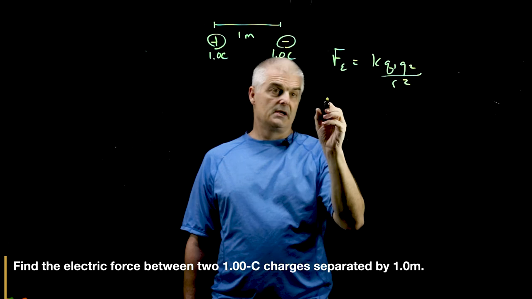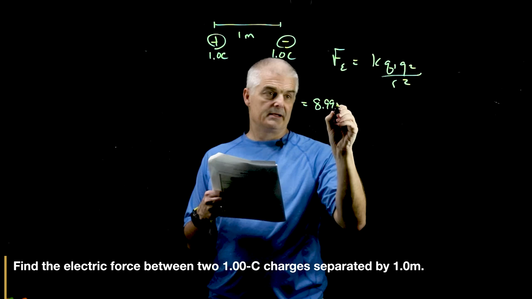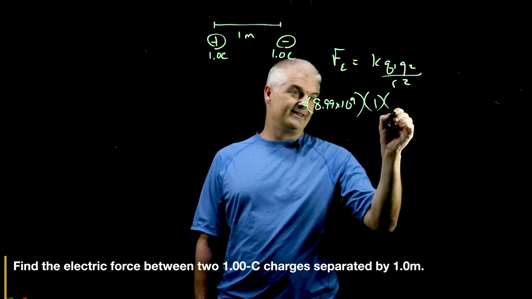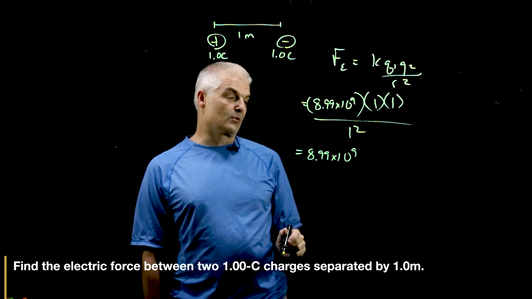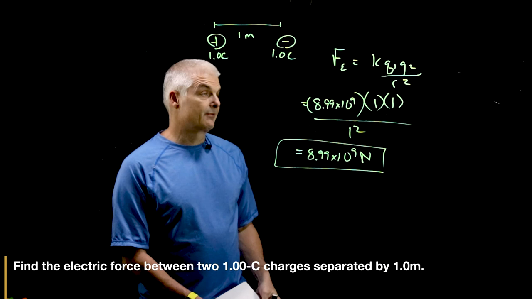That's going to equal k, which, if you recall, is 8.99 times 10 to the ninth. I'm not going to use the units, just to simplify it, times 1 coulomb times 1 coulomb divided by 1 squared. I can do the math with a calculator: 8.99 times 10 to the ninth. Now, we haven't actually talked about what's the unit on force. Forces are, by definition, in newtons. So that, my friends, is how you do a super crazy simple electric force problem.